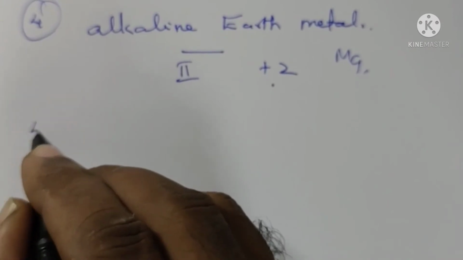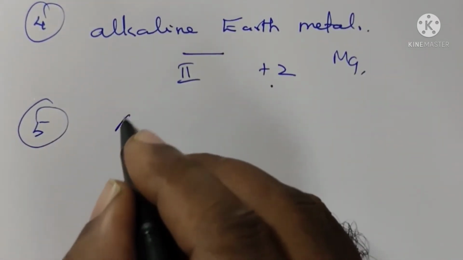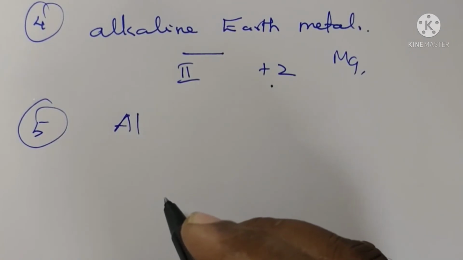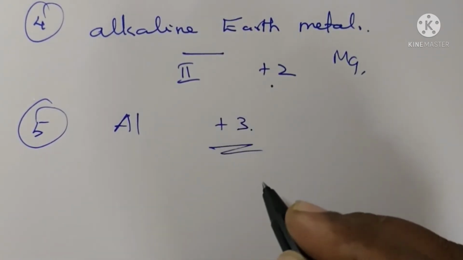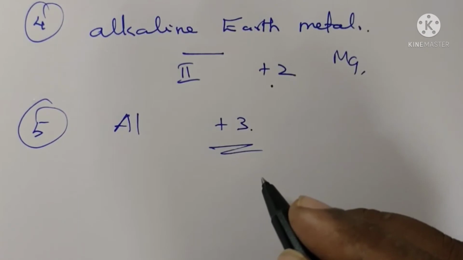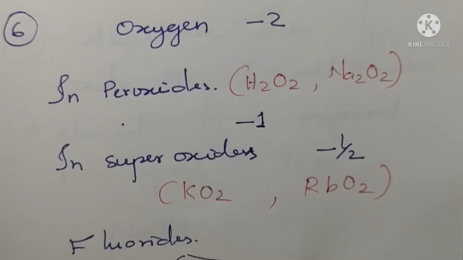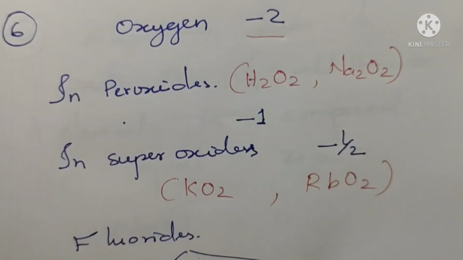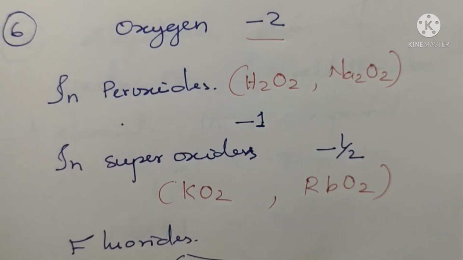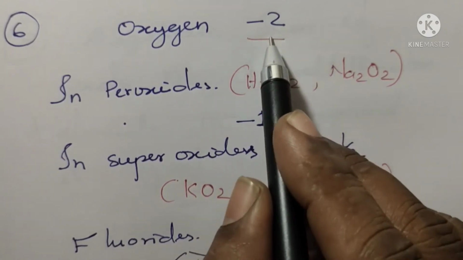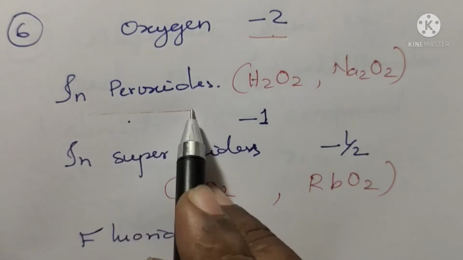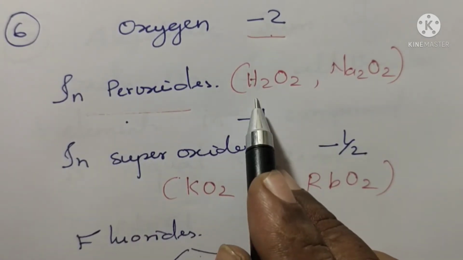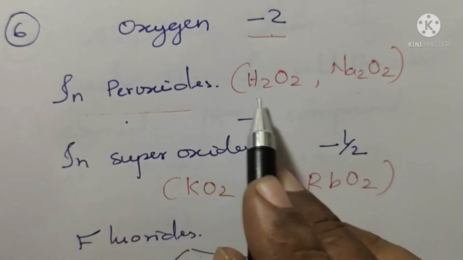Then the fifth point, the oxidation state of aluminium in its combined state is +3. In most compounds, the oxidation state of aluminium is +3. Next point, the oxidation number of oxygen is normally -2. Usually, in almost all compounds, the oxidation state of oxygen is -2. But in peroxides, for example H2O2 or Na2O2, these are called peroxides.